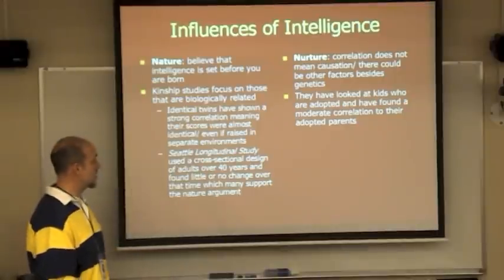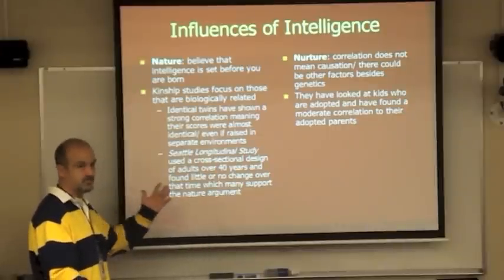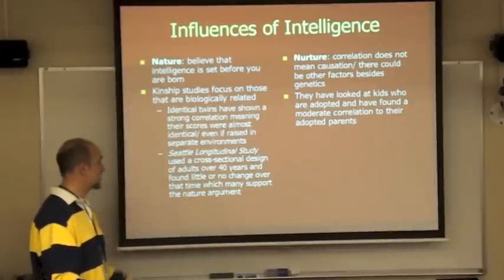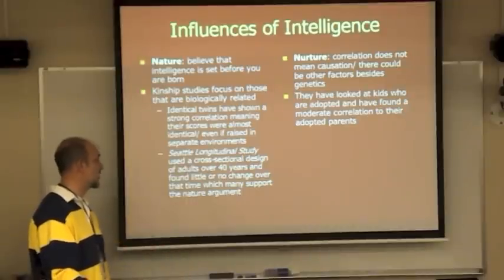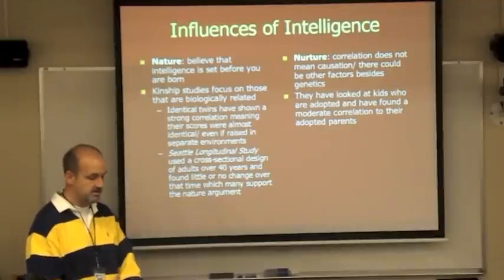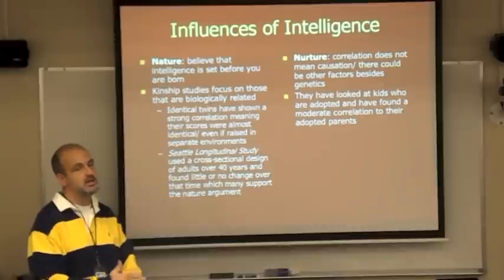There's also the Seattle longitudinal study, which used a cross-sectional design of adults. Again, comparing people. That's what a cross-sectional design does. Over 40 years, it found little or no change in their intelligence scores, which again supports the nature argument. So in the Seattle longitudinal study, they brought these people back over a period of 40 years, and their intelligence score never fluctuated or changed.